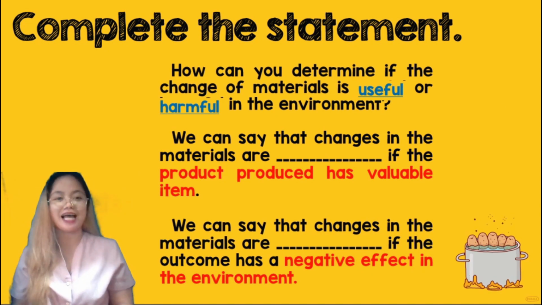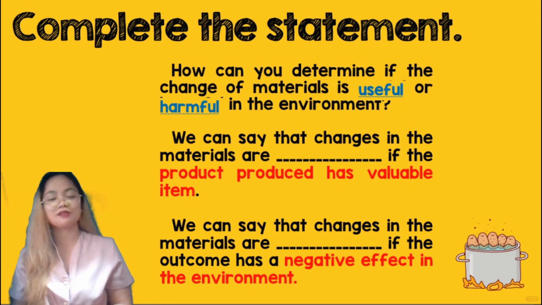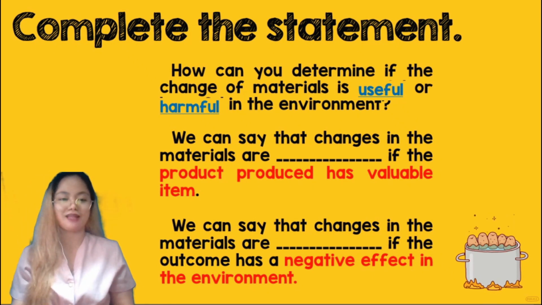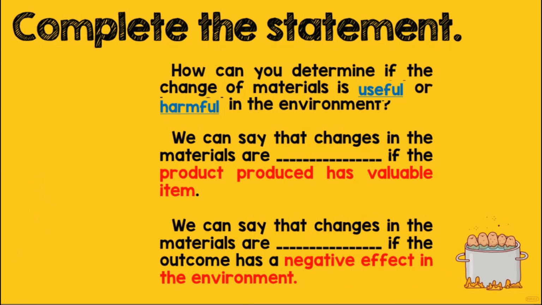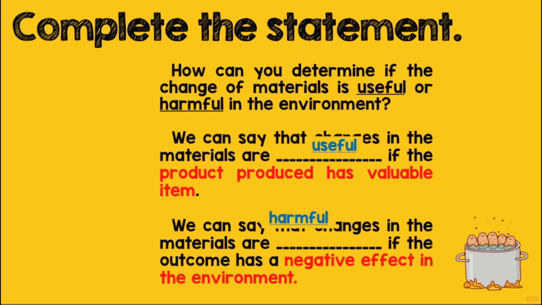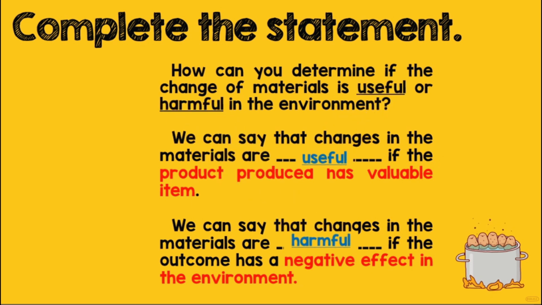So what do you think is the answer? Where is the useful and harmful in the statement? So we can say that changes in the materials are useful if the product produced has valuable item, while we can say that the changes in the materials are harmful if the outcome has negative effect in the environment.